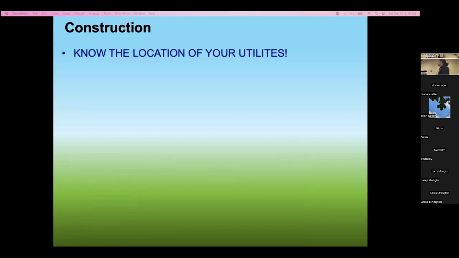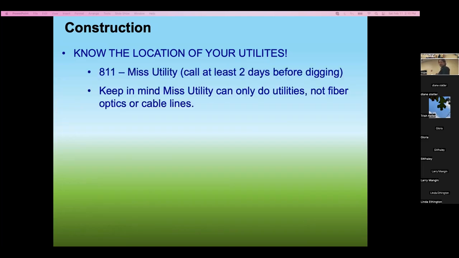Construction. Can't stress this enough. Know the location of your utilities. Before you start construction, you'd want to call 2 days ahead of time to Miss Utility, which is 811. That's how important it is. They have a short little phone number. I recommend even calling them in your planning process, because it's hard to know the location if you don't know where your utility lines are. But they'll come out and they'll spray where your lines are. What they will not determine is if you have cable lines or fiber optics or other lines under your house. So that you'll have to try to figure out on your own, unfortunately.